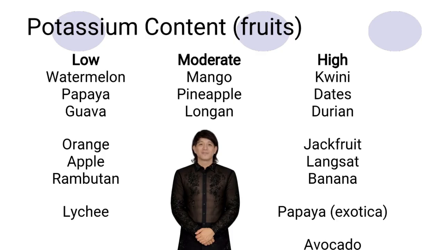Let's explore the potassium content in fruits. Low potassium options include watermelon and apple. Moderate sources are mango and papaya. High potassium fruits include banana and avocado. Understanding these levels helps in managing dietary potassium intake effectively.